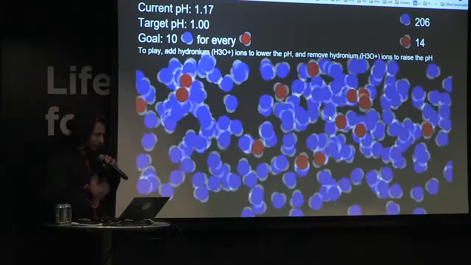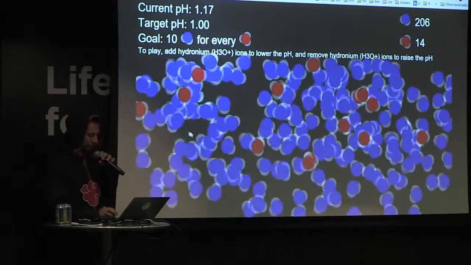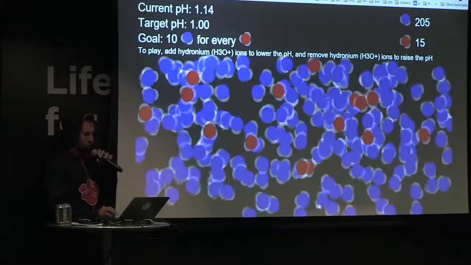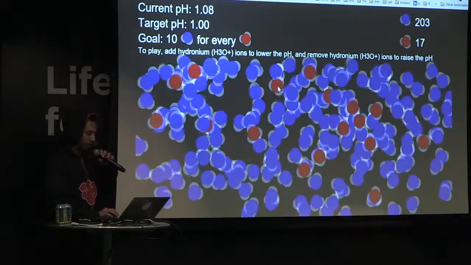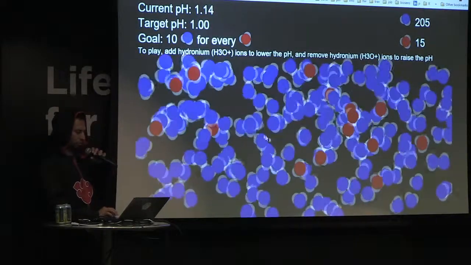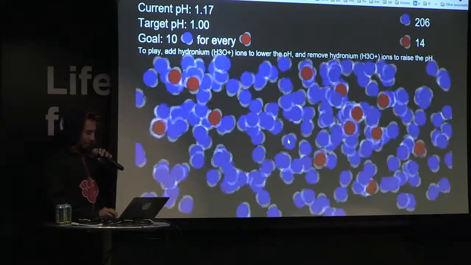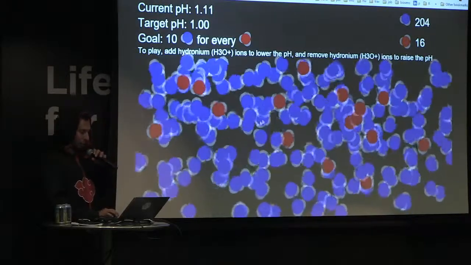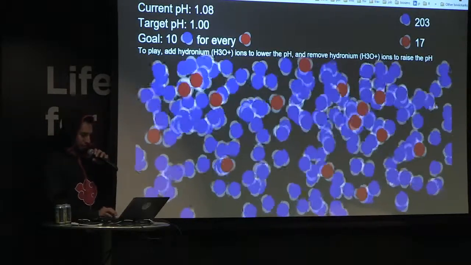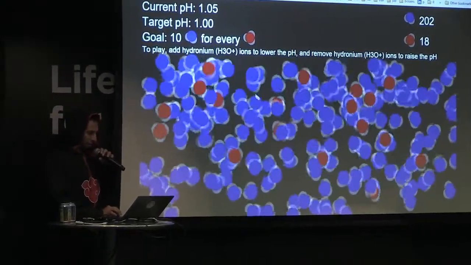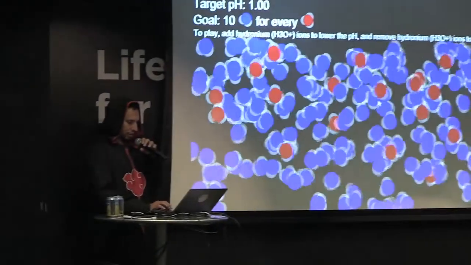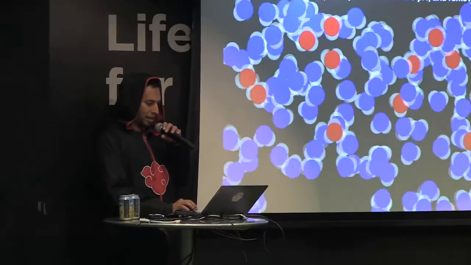And this tries to teach the player the concept that by adding hydroniums, you lower the pH. So you can watch the pH go down as you add hydroniums and watch it go up as you remove them. This may seem like a trivial concept, but for anyone who's tried to teach chemistry, it's actually pretty tough to get this point across. So I thought a visualization might help. And then we're only 1 click away.